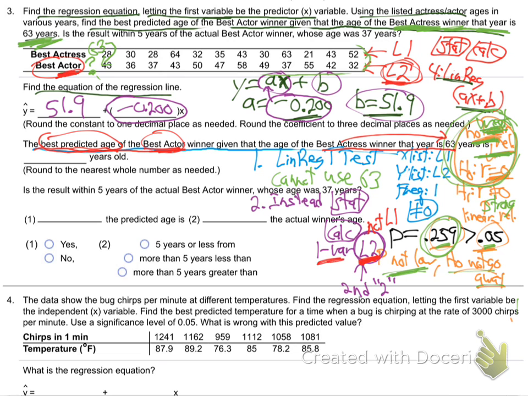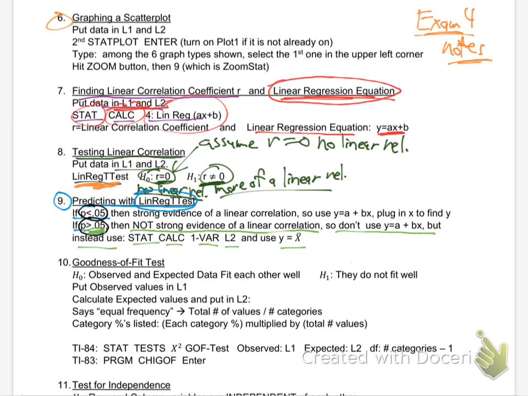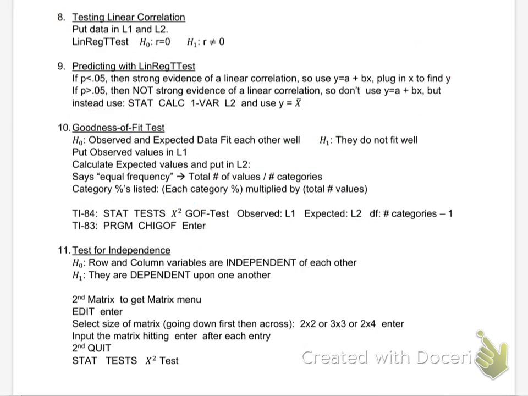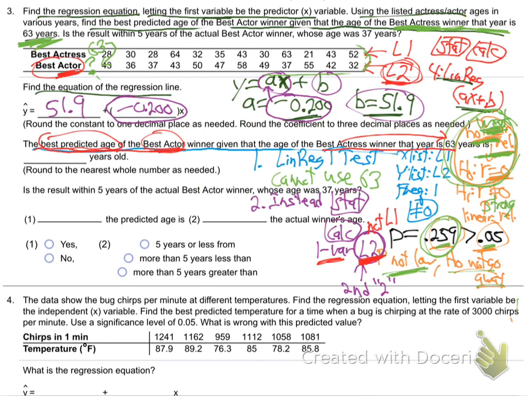So put in the one variable stats, put in L2, as it says right here, L2, hit the buttons and find the X bar, which is the average, right? X bar is the average. So what does X bar show when you do that? I'm getting X bar equals 44 point whatever. So that's our estimate for the best actor.